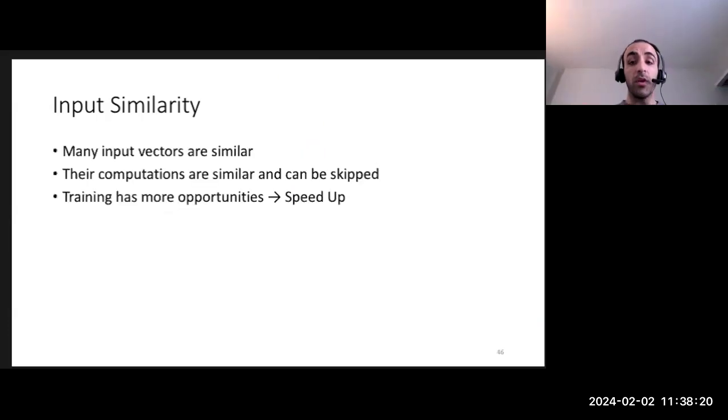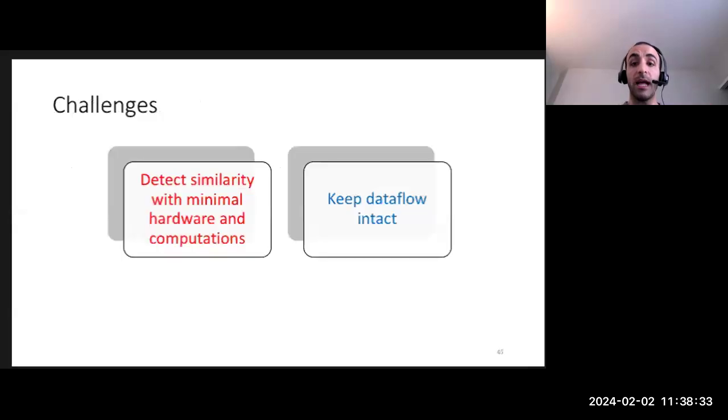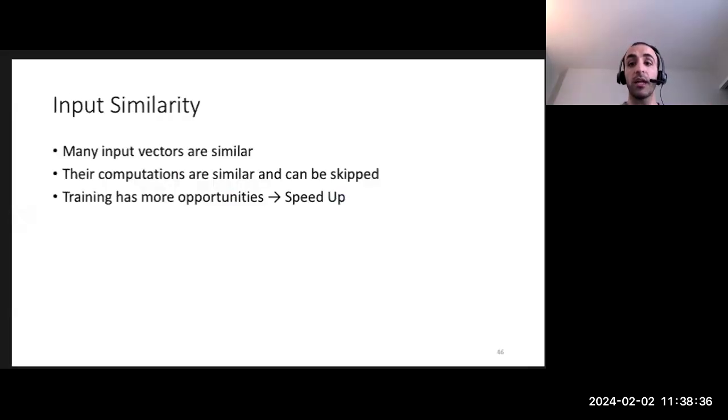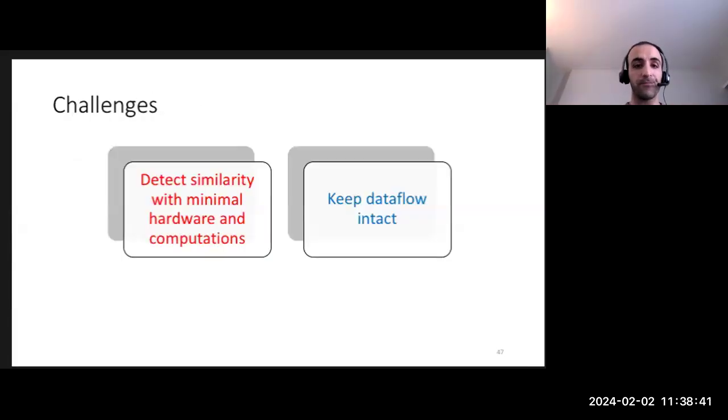So in a DNN model, we have many input vectors that are similar together. Therefore, their computations also are similar, and we can skip these similar vectors and save their computation. The training process even has more opportunities. So by exploiting these similarities and effectively saving them, we can speed up the training process. There are two major challenges here. First of all, how can we detect similarity between vectors with minimum hardware and computation overhead? And second, how can we keep the data flow and the architecture of the design the same?